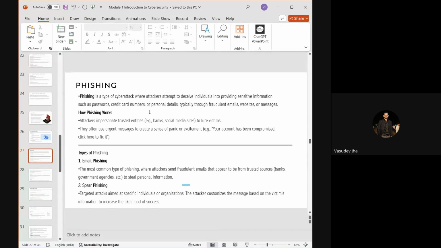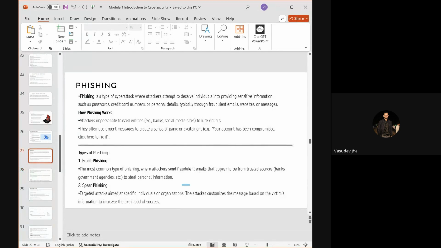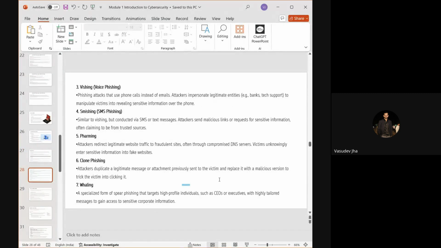So phishing is a type of cyber attack where attackers attempt to deceive individuals into providing their sensitive information such as password, card number, or any personal information. We have different kinds of phishing like email phishing, spear phishing, vishing, pharming, cloning, whaling. What you can do, you can take a step for better understanding, or I will try to share this with you.